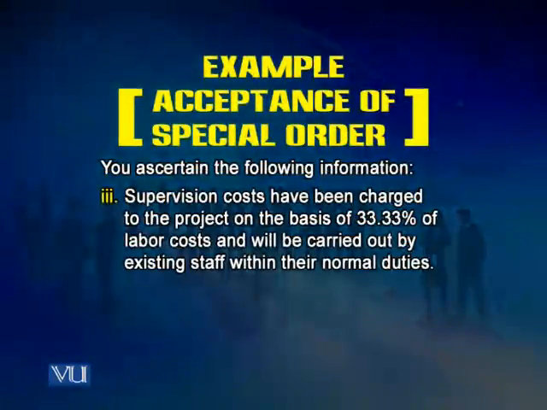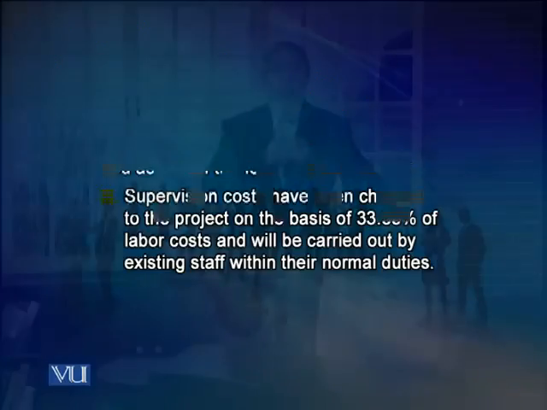Supervision costs have been charged to the project on the basis of 33.33% of labor costs and will be carried out by existing staff within their normal duties. We have talked about allocating overheads and allocating different costs to different projects by establishing a basis. Here the basis is 33.3% of labor costs. The supervision costs are allocated at the rate of 33.33% of labor cost.